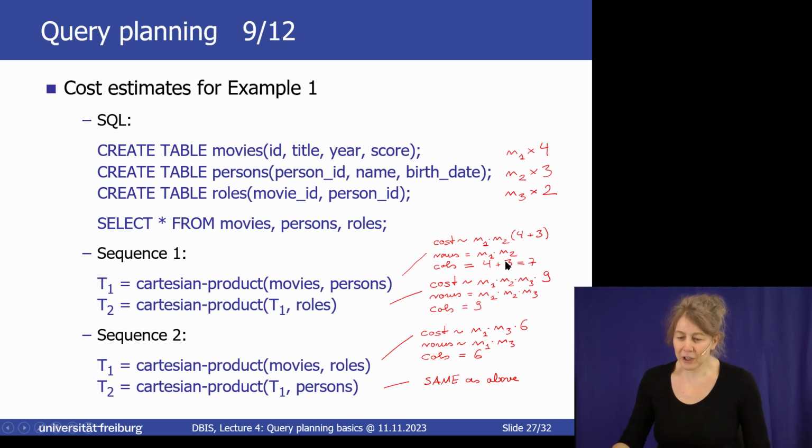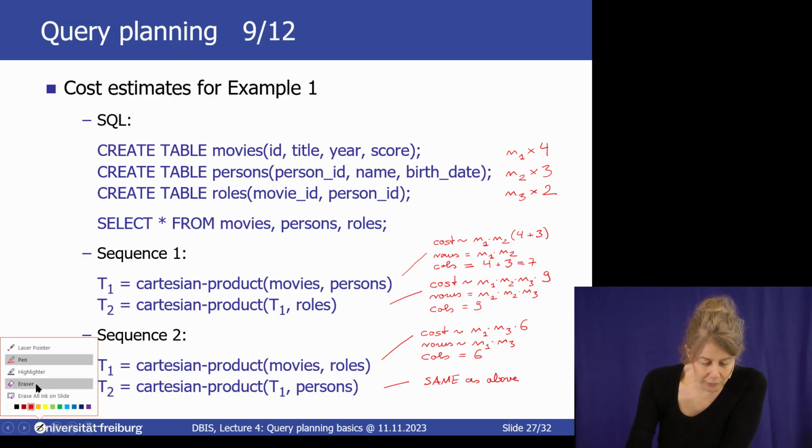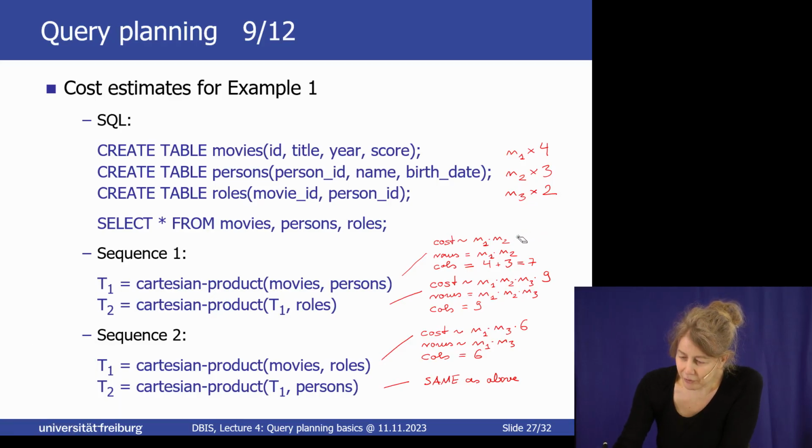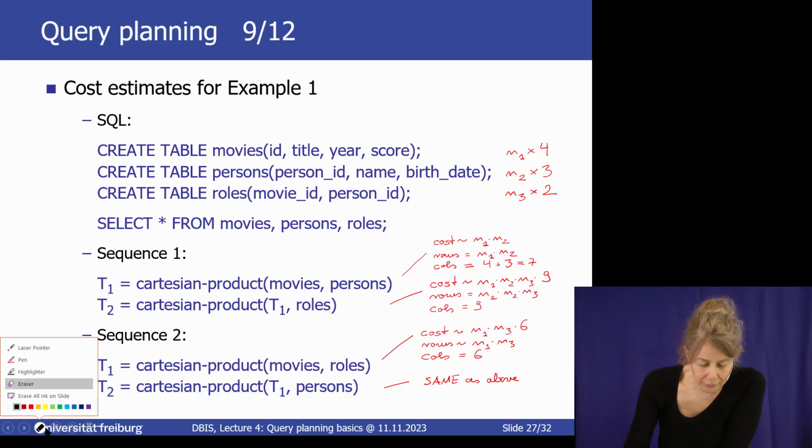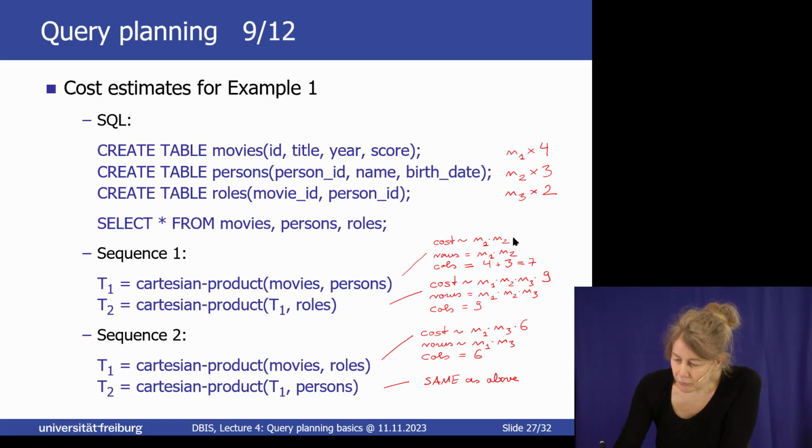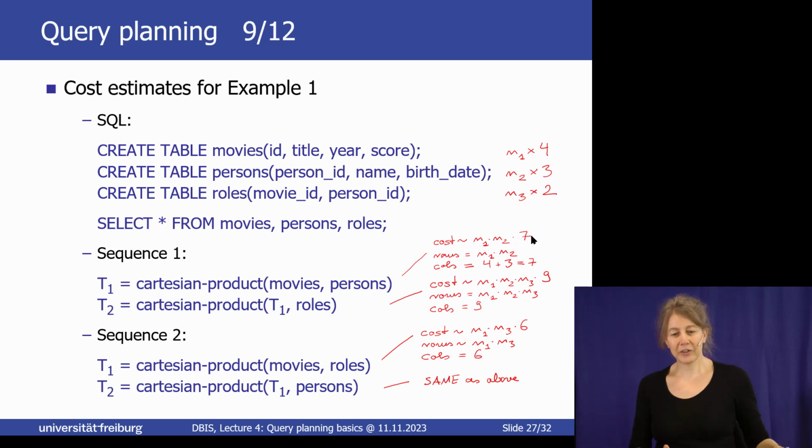So essentially, to figure out which one is better, we have to compare, and let me just write 7 here, times 7. And what can you say about the size of these 3 tables, about N1, N2 and N3?